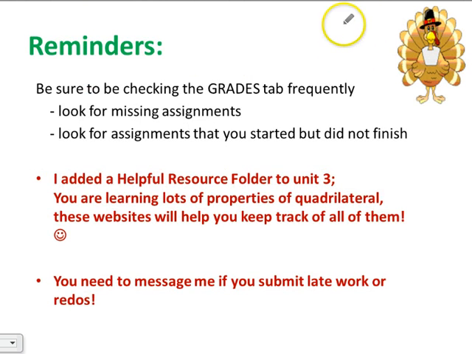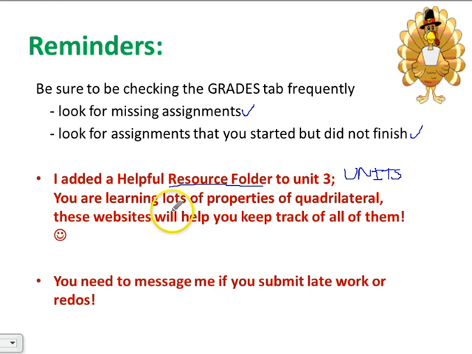All right, just some reminders. Make sure you're checking your grade tab frequently. Look for missing assignments. Look for assignments that maybe you started but forgot to finish. As we start in Unit 3, you're going to notice that I added a resource folder in the units. When you go into the units folder, at the very top before even Unit 3 Session 1, there's a resource folder that's going to list all the properties of quadrilaterals. As we work our way through Unit 3, we're going to be learning lots and lots of properties of all the different types of quadrilaterals.